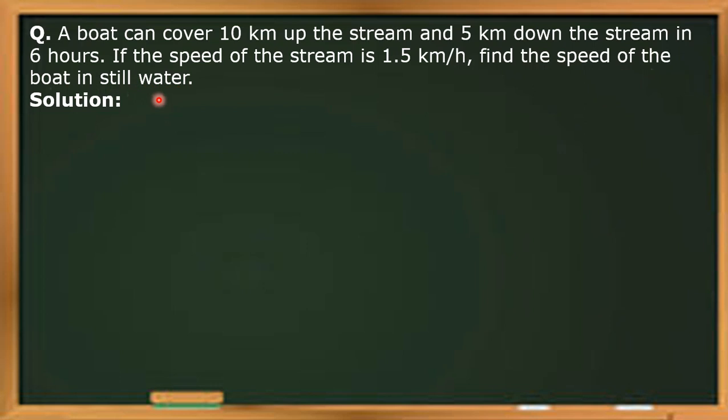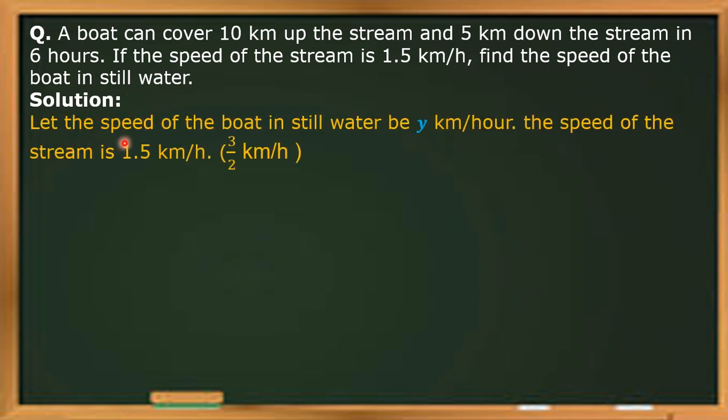So let us define a variable y km per hour. We can write the speed of the boat in still water is y km per hour. Also it is given that the speed of the stream is 1.5 km per hour. This 1.5 we can write as 3 by 2 km per hour, so 1.5 km per hour is converted into the fraction 3 by 2.